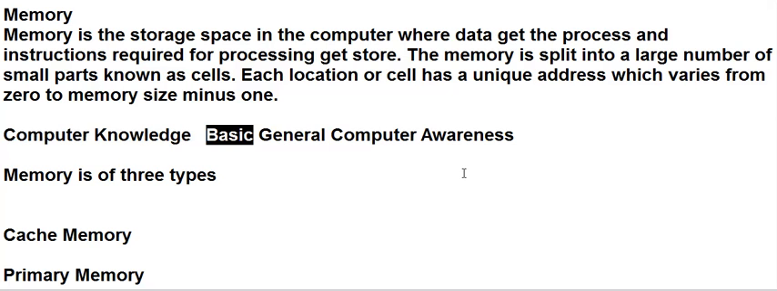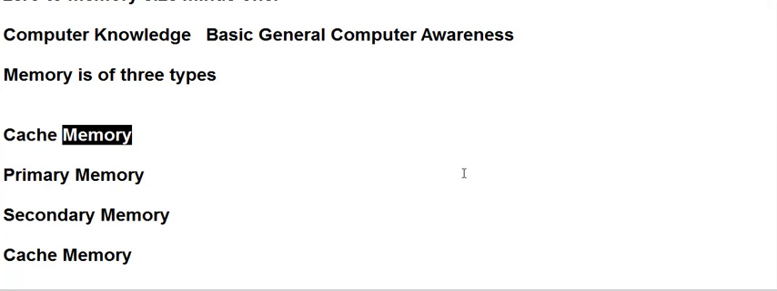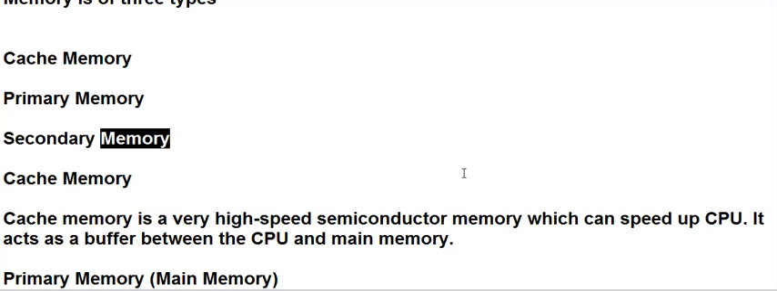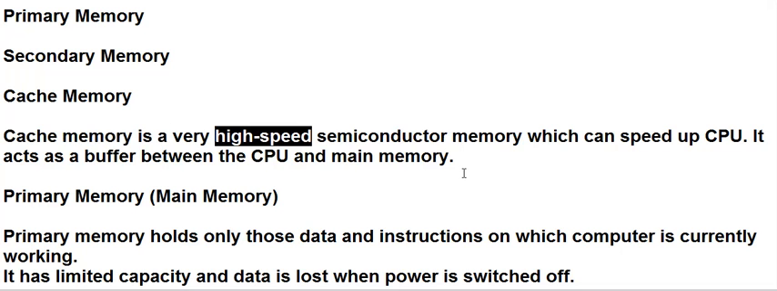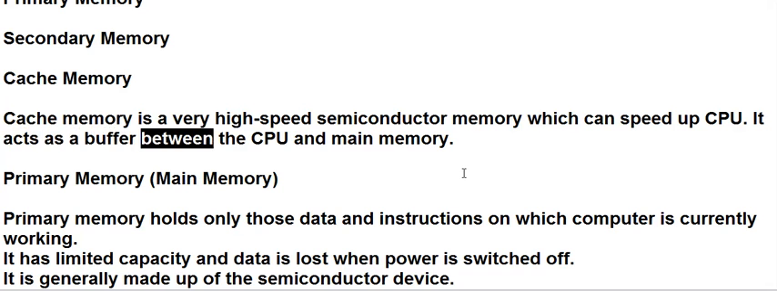Computer knowledge. Basic general computer awareness. Memory is of three types. Cache memory. Primary memory. Secondary memory. Cache memory. Cache memory is a very high-speed semiconductor memory which can speed up the CPU. It acts as a buffer between the CPU and main memory.